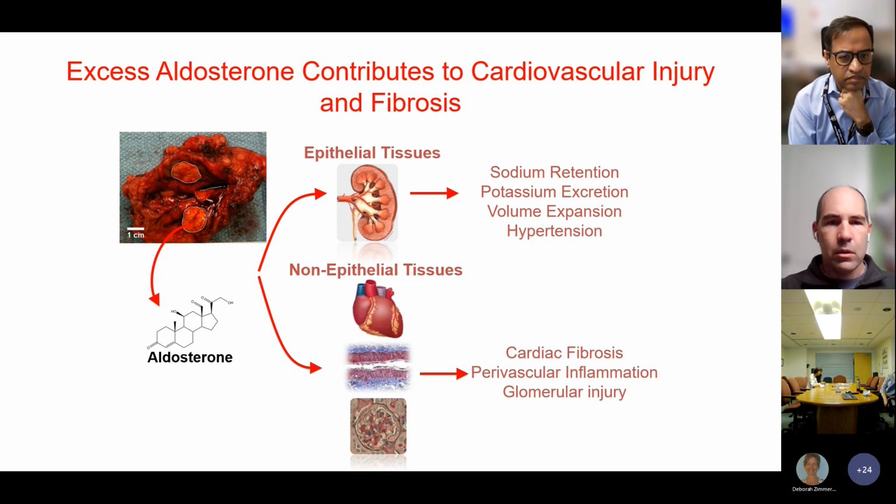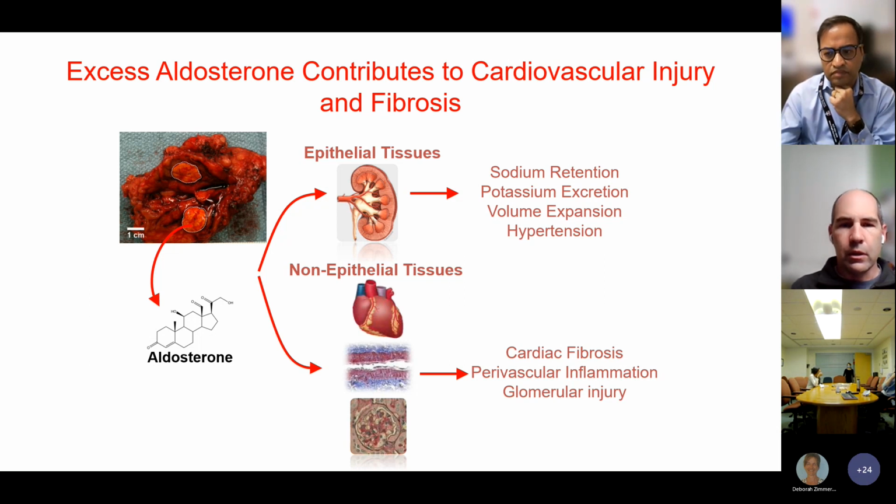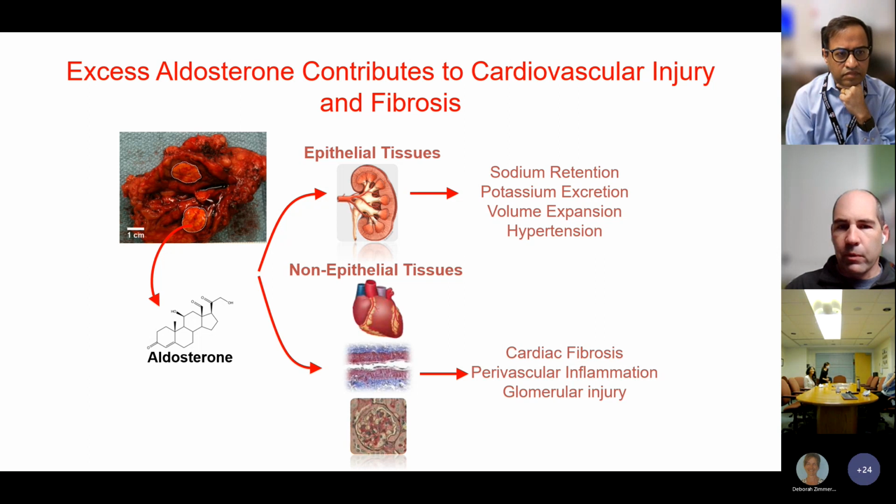Over time, we've learned that there's mineralocorticoid receptor in other tissues besides the kidney. They're throughout the body, and you can have pathologic effects in these tissues: the heart, the vasculature, and non-epithelial kidney tissues. Under inappropriate conditions, aldosterone activating the MR provokes cardiac fibrosis, especially perivascular inflammation, and glomerular injury, either directly or secondary to the hypertension, which it also causes.